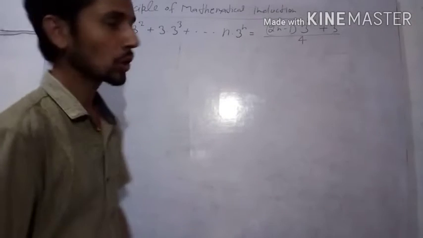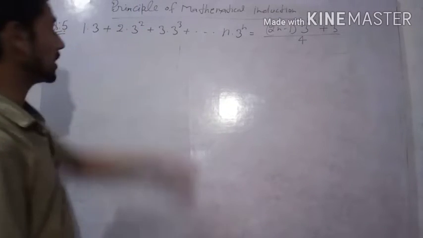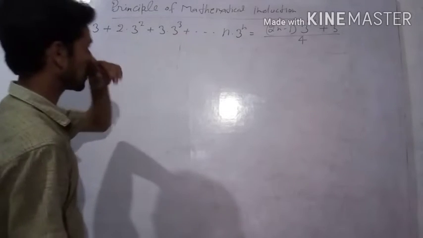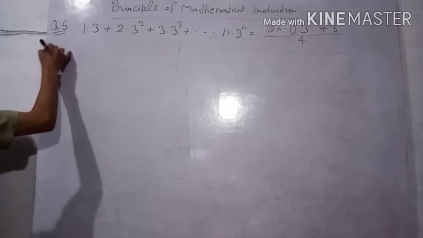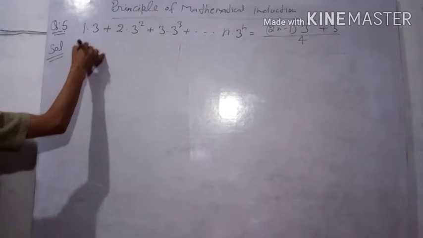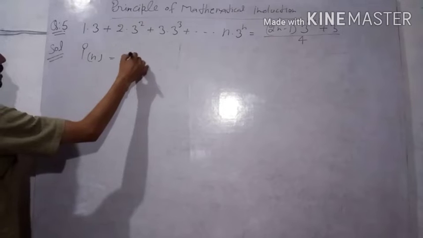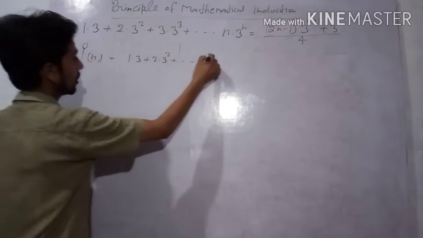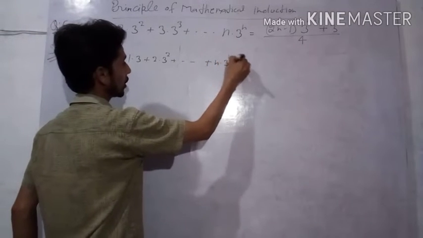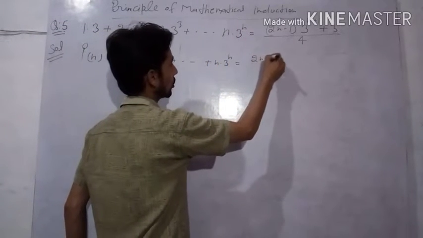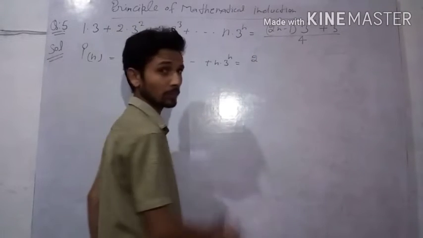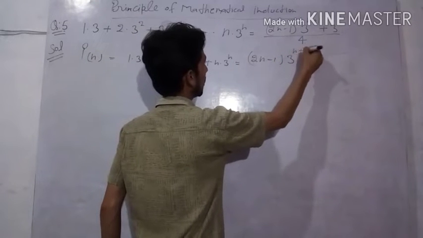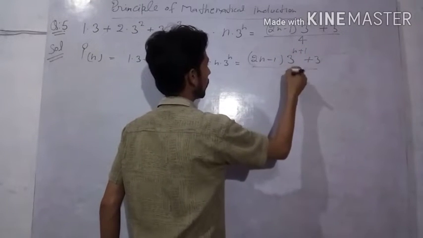Students, let us start question number 5 of the chapter Principle of Mathematical Induction. So this is given. First of all, let Pn = 1 multiply 3 + 2 multiply 3 square + ... + n multiply 3 exponent n, that is equal to (2n minus 1) 3 power (n plus 1) plus 3, upon 4.